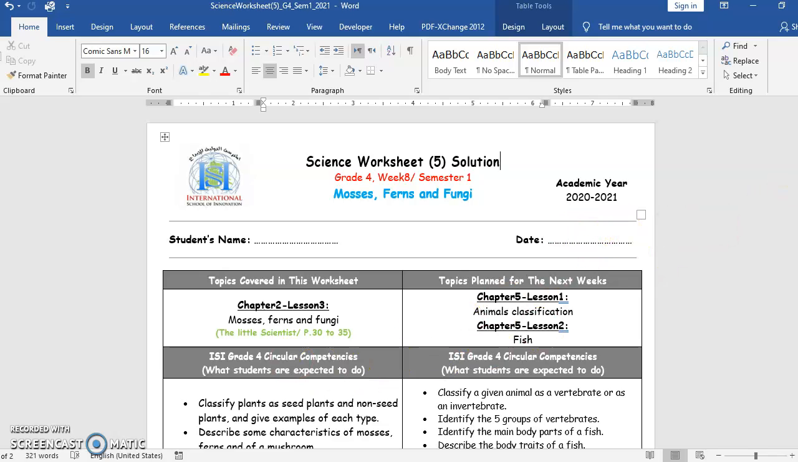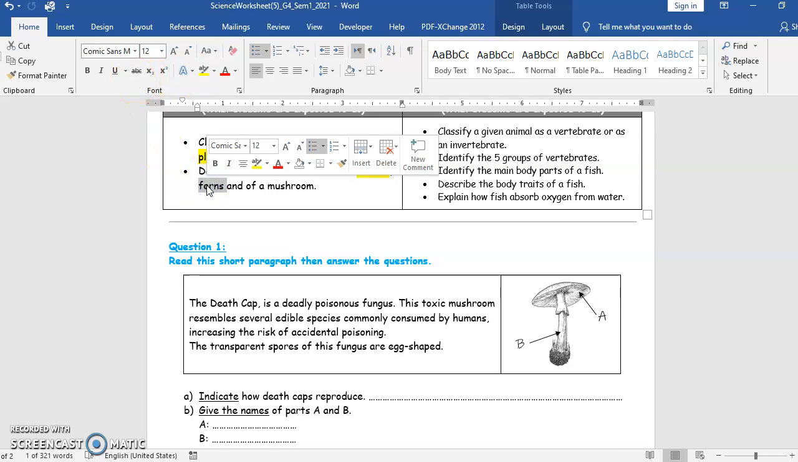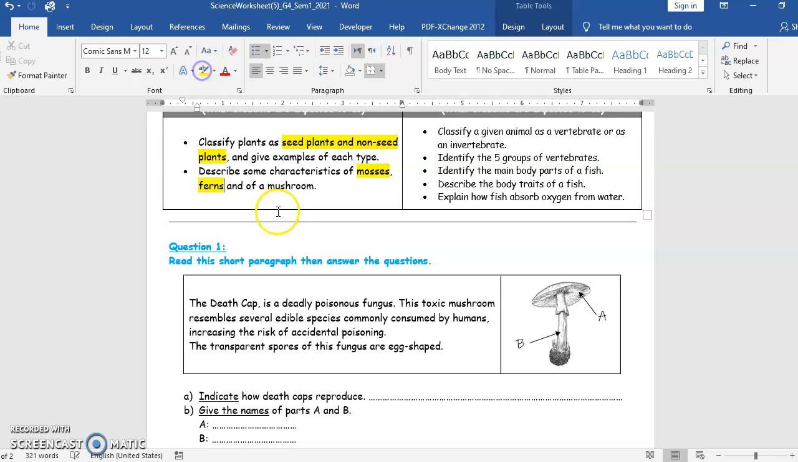In this lesson, we classified plants as seed plants and non-seed plants, and we gave examples for each of these two types. Seed plants are flowering plants and conifers. Non-seed plants are mosses and ferns. Mosses are soft plants with no true stems, no true roots, no true leaves. Ferns are plants with fronds, and on the back side of a frond you can see the spores used by the plant to reproduce.